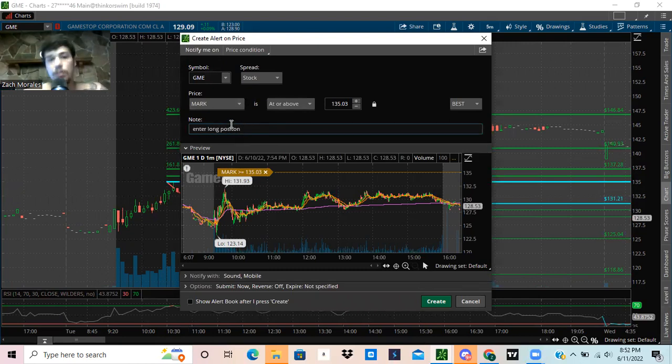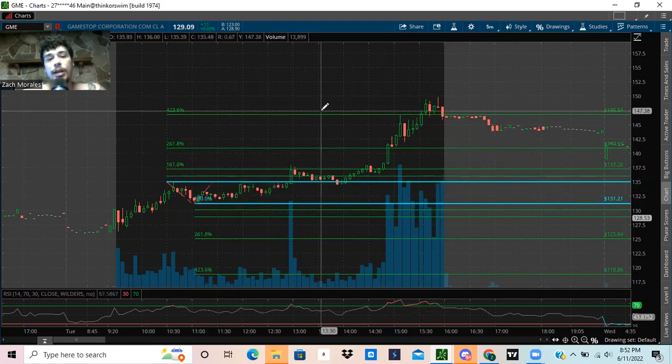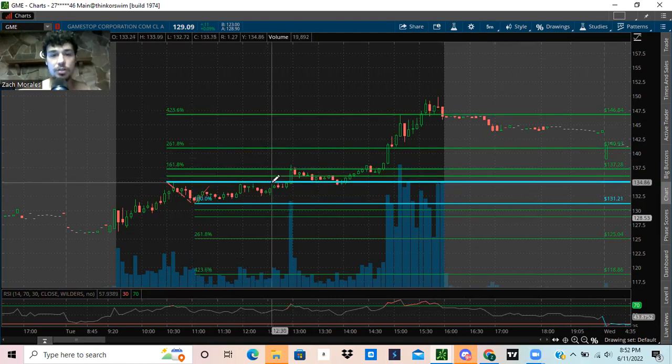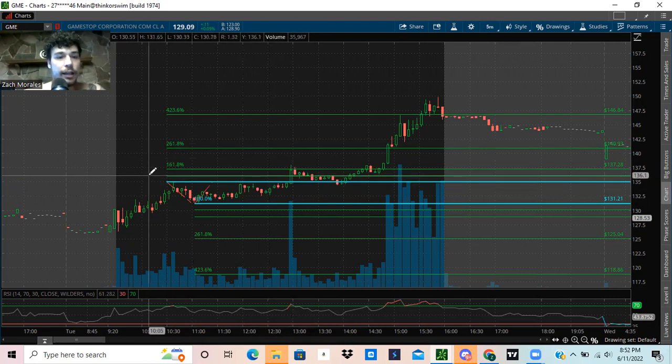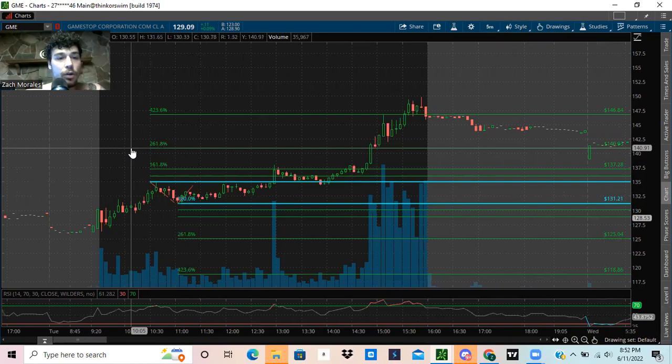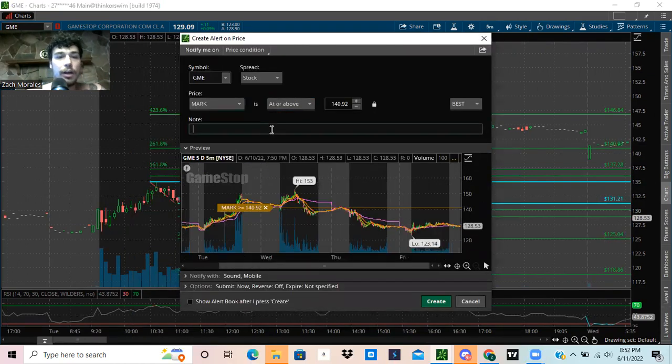Right. A couple minutes go by, 30 minutes, maybe an hour or so. Boom, we get our alert. What does it say? Enter long position. So now we're entering long, right? And then also I'm kind of speeding through it, but you want to set alerts at the price targets as well. Okay. So you come here, create alert at or above, and this would be bullish PT number 3.